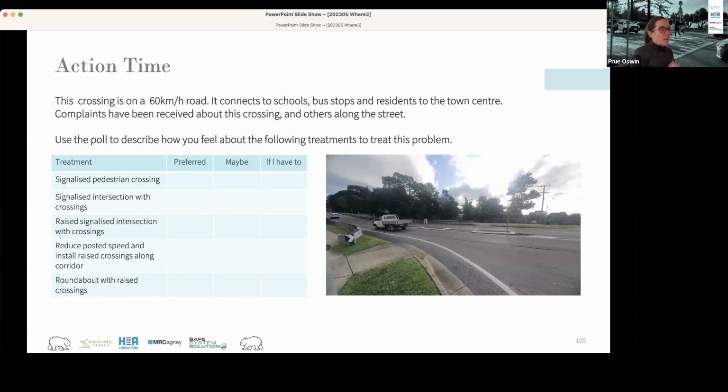Roundabout with raised crossings. This is a maybe. So again, given that there are side roads there, it's not particularly obvious there, but this can be a really strong treatment because then you can create that environment where you really provide access movements, not just for pedestrians, but for vehicles as well, and can protect those from the right turning.